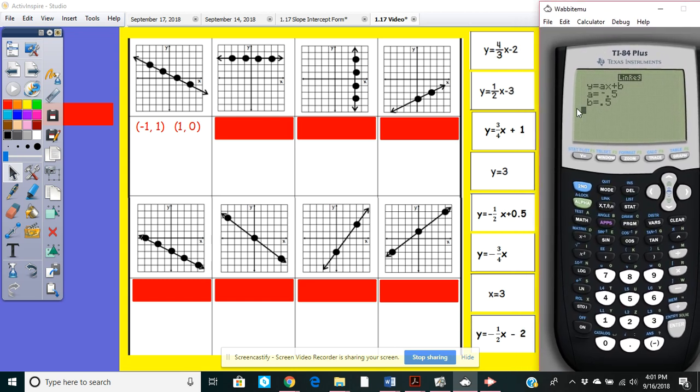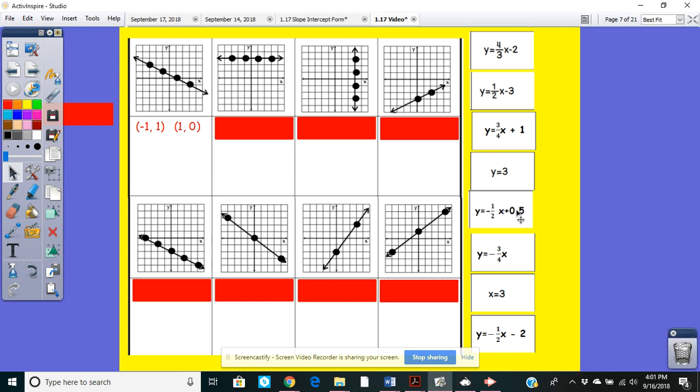The slope is the one that's attached to the x. So here's -0.5, and then 0.5 is our y-intercept. That's the thing being added or subtracted. So that one would go there.